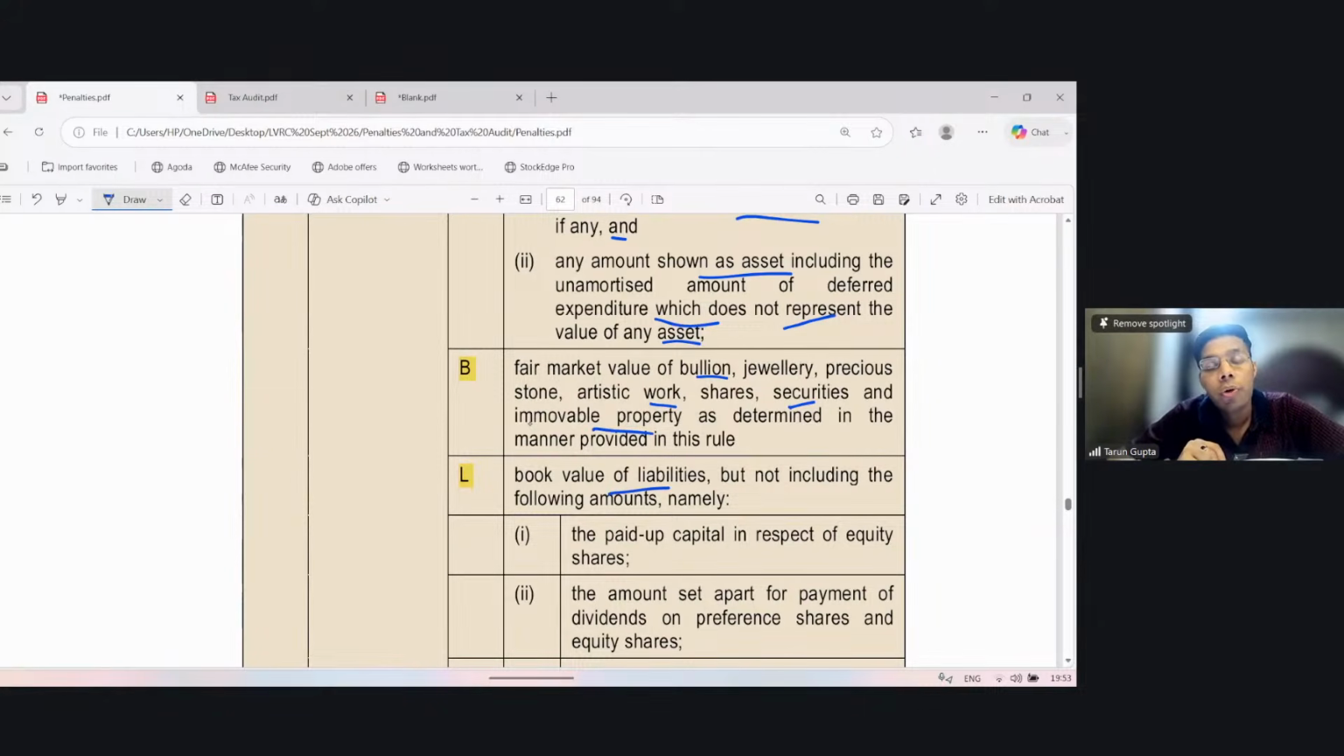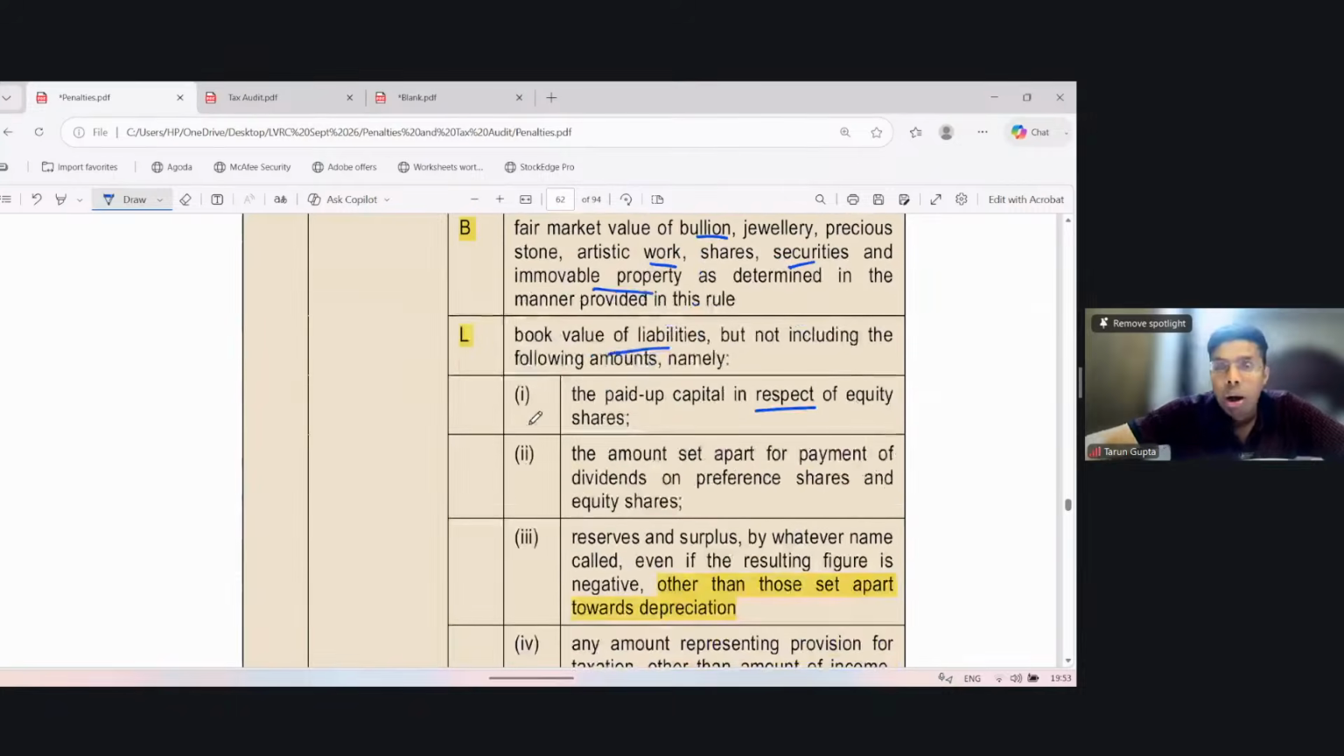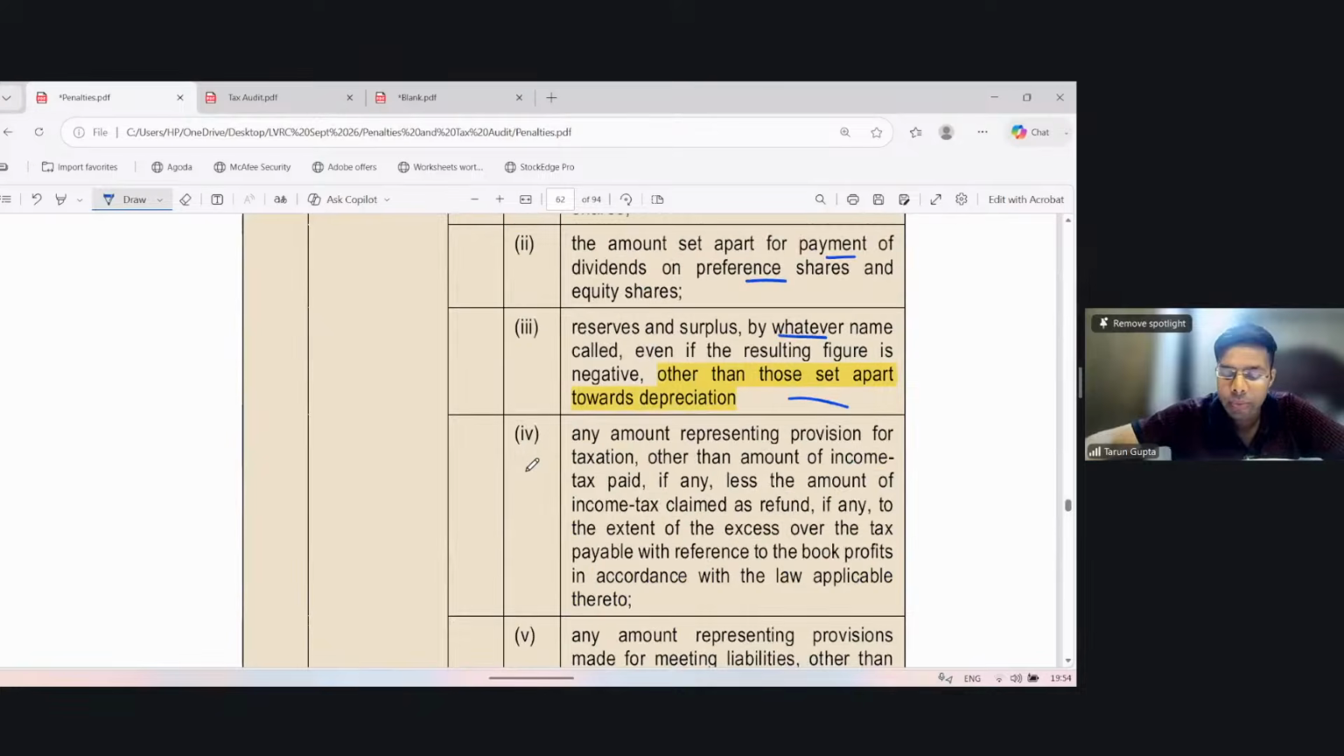But while reducing liability, we will not consider what? The paid up capital in respect of equity shares. The amount set apart for payment of dividend on preference shares and equity shares. Reserve and surplus by whatever name called, even if the resulting figure is negative, other than those set apart for depreciation. Any amount representing provision for tax, other than the provision for income tax paid, if any, less the amount of income tax claimed as refund, to the extent of the excess over the tax payable with reference to the book profit in accordance with the law applicable thereto.